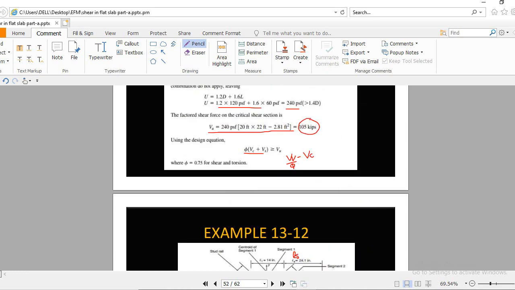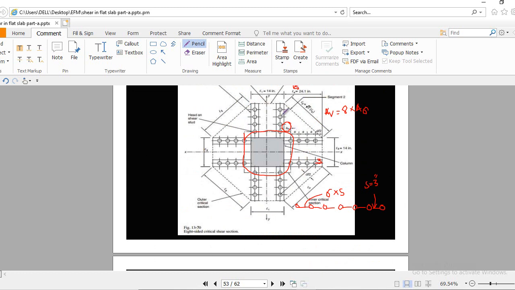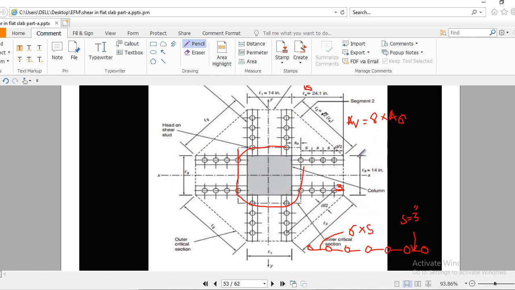Let me show you here. You can see we are interested to find out this distance, because this distance is important for us, up to the outer periphery. This is the outer critical section. Now the distance from the last stud to this should be d by 2.